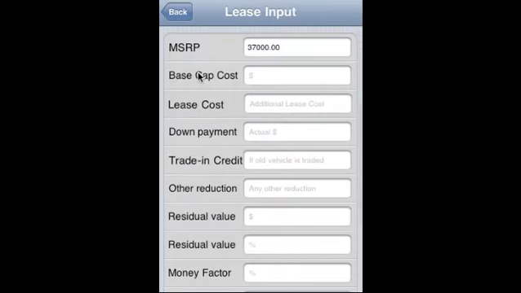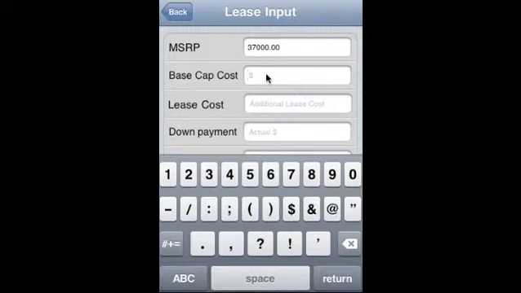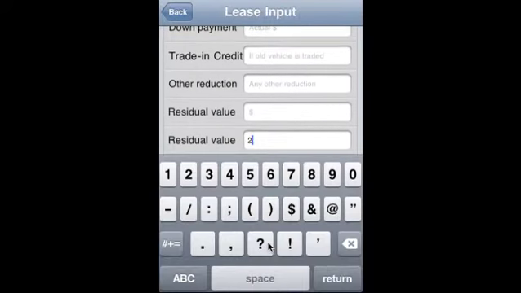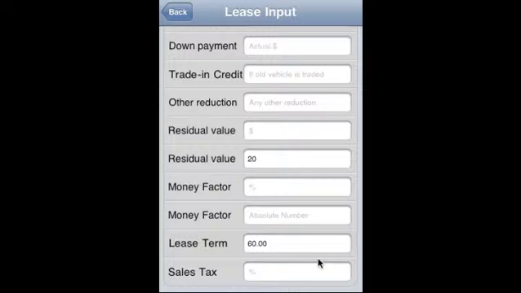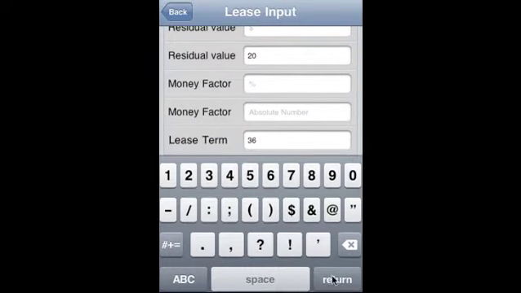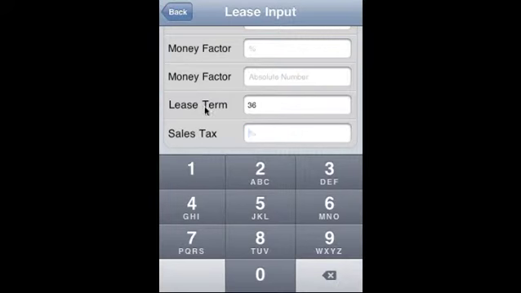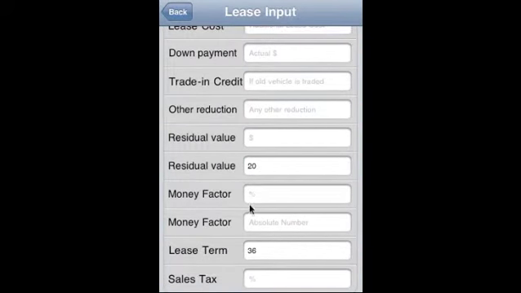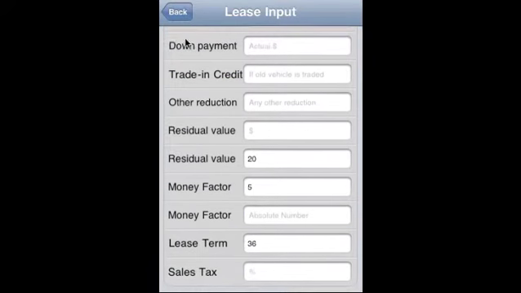And now let us supply the lease input. Same input, we just carried over some data. So base cap cost is 37,000, so nothing there. Down payment nothing. Residual percentage is 20%. And now the lease term is, say, 36 months typically. And here sales tax also we will ignore. So we supply, say, money factor is 5%.